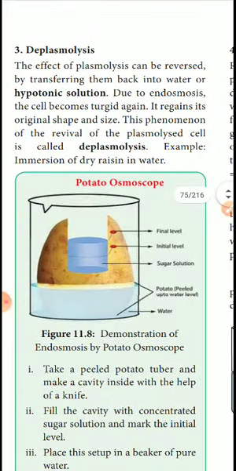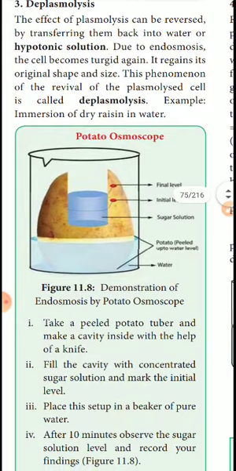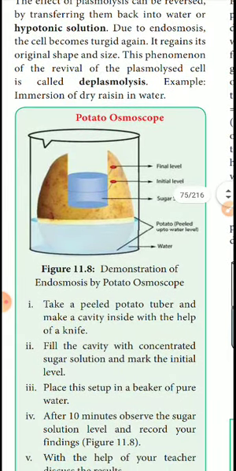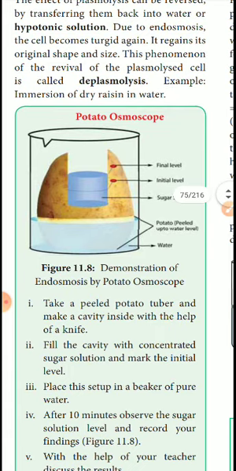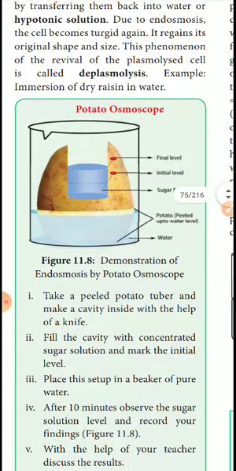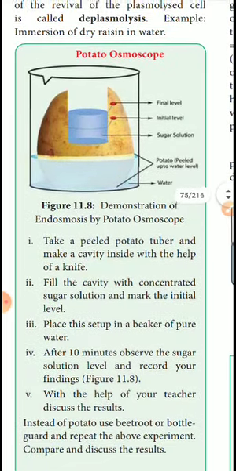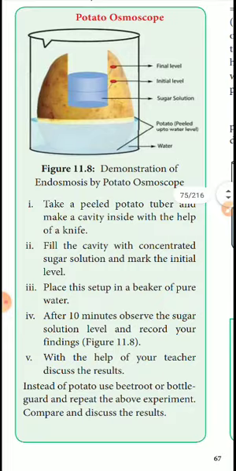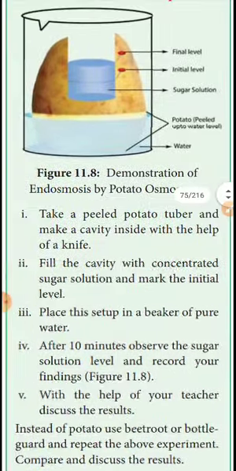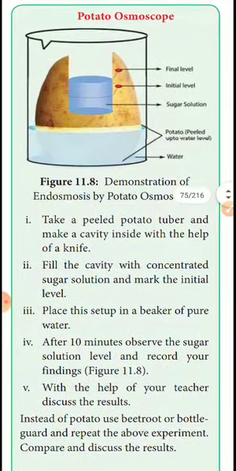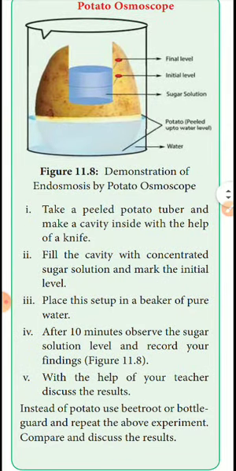Next we go for deplasmolysis. The effect of plasmolysis can be reversed by transferring the cell back into hypotonic solution, water. Due to endosmosis, the turgor will be regained. So the cell gets back its original shape. This is deplasmolysis. For example, the imbibition of dry raisins in water. Then the potato osmoscope, it is a very important one. This is one of the practicals I can explain now.